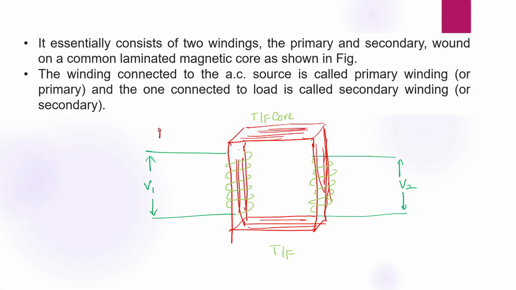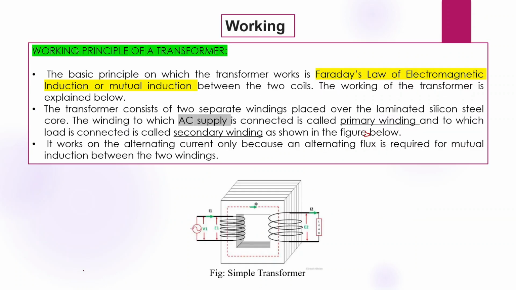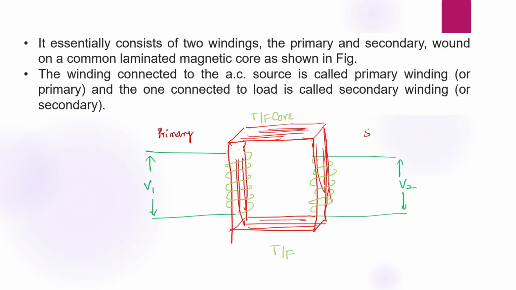This winding is called primary winding. This winding is called secondary winding. So here the transformer is having two windings. First one is primary winding, second one is secondary winding. Okay, so on the primary, here you can see the statement.